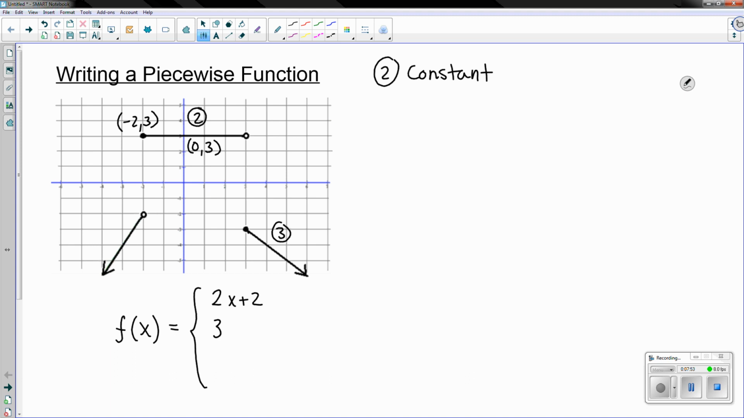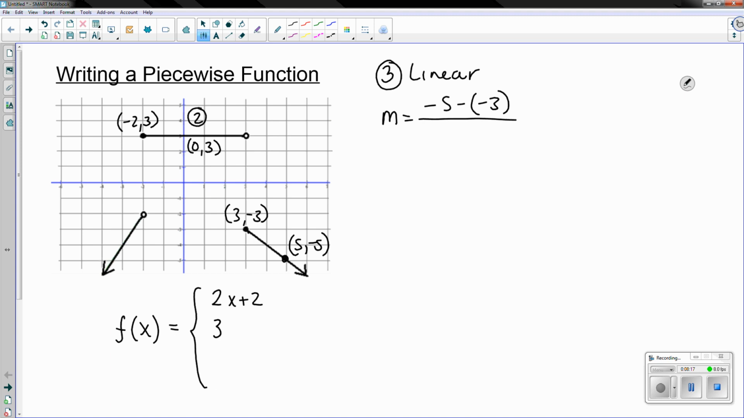And then last one, we have another linear function. We need 2 points, so let's identify 2 points on this piece. We'll say we have 3, negative 3 here, and another point, we'll say 5, negative 5. So we have to calculate slope, so we're going to do change in y over change in x. We're going to get, looks like negative 2 over 2, which is negative 1.